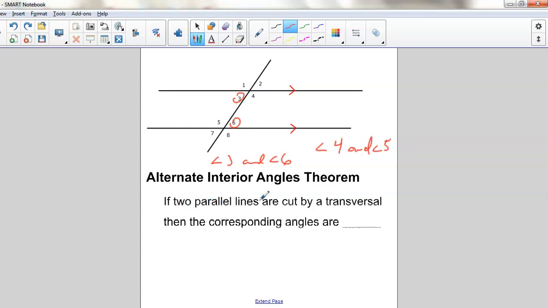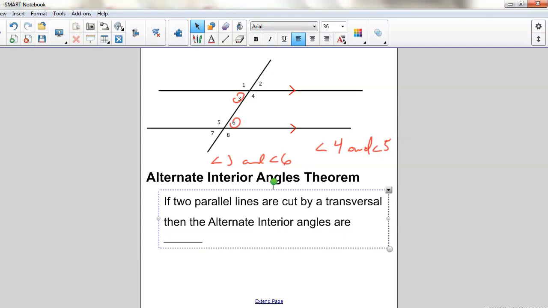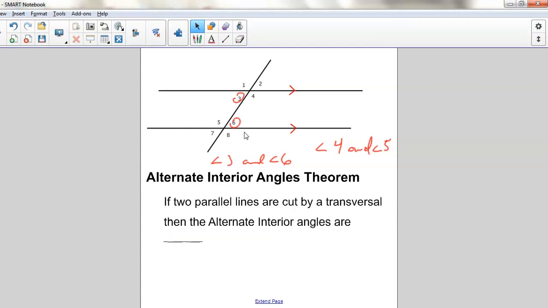If two parallel lines are cut by a transversal, then the corresponding angles are, I'm sorry, that should not say corresponding. That should say, oh, that's a big mistake. That should say alternate interior. Okay, so alternate interior angles are also congruent.